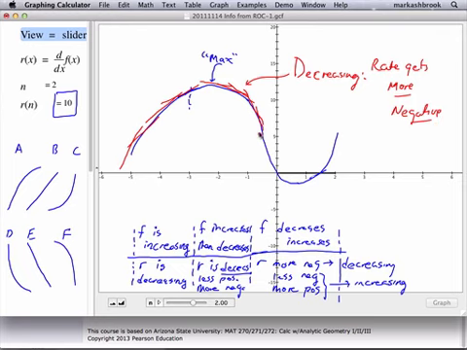Okay, and then rate is doing what here? Now starting here, the rates are getting less negative, therefore increasing rate. Increasing and continue to increase by getting more positive, increasing.